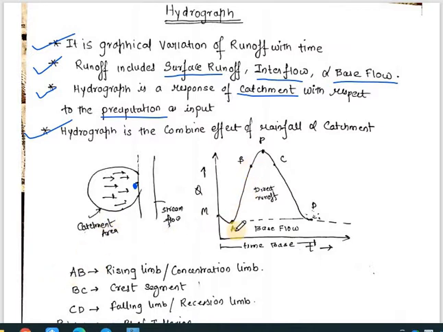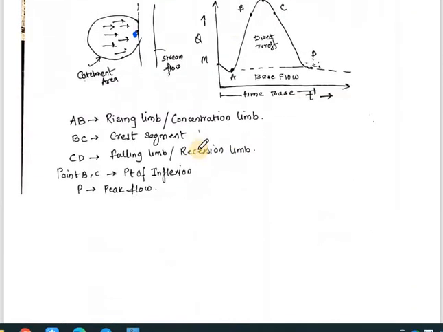This portion, which is your AB portion from A to B, is called your rising limb. It is also called the concentration limb. After that, in the BC limb, more and more water reaches and it reaches a peak value, that is the maximum discharge. So point P represents your peak value, and the BC line represents the crest segment. Then after the rainfall is over, the discharge will be less, so ultimately it will fall down from C to D. The CD line is called the falling limb or the recession limb.